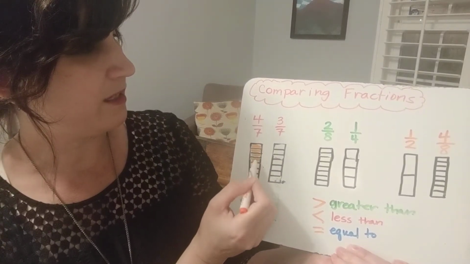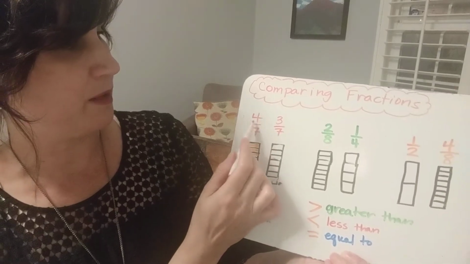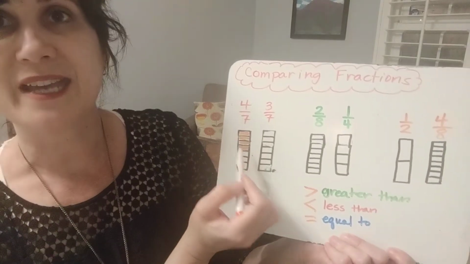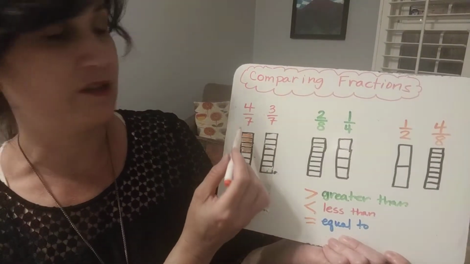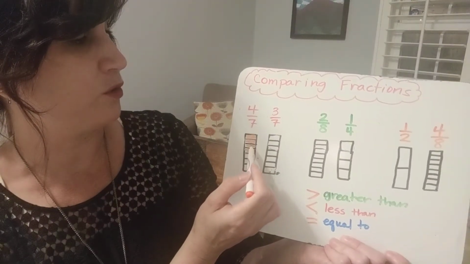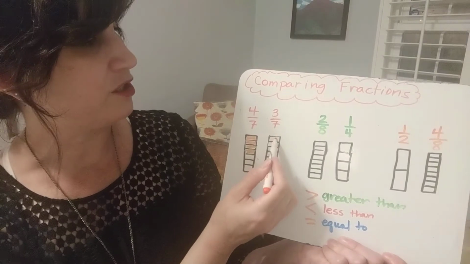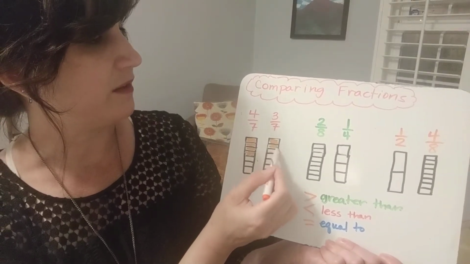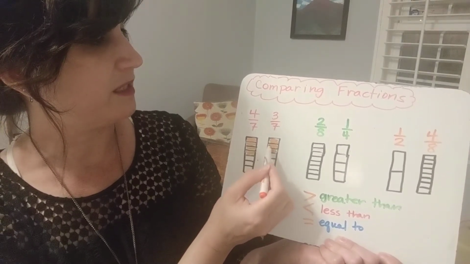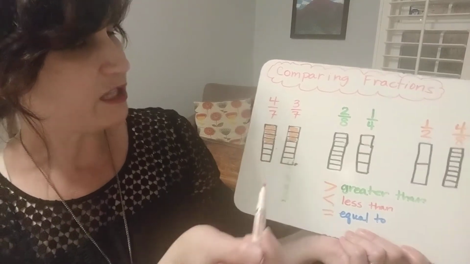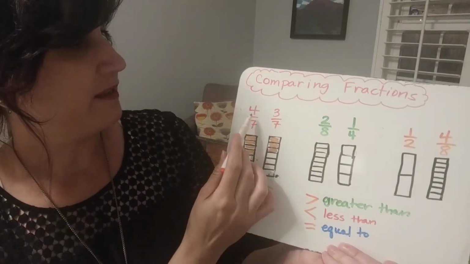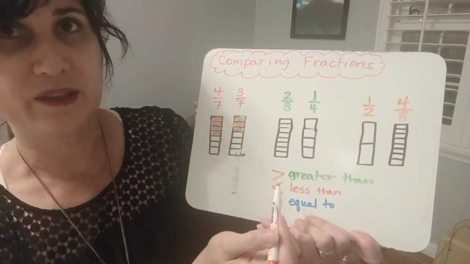So I'm going to shade in 4 because that's my top number. My numerator tells me how many are shaded. My denominator tells me how many total out of 1, 2, 3, 4, 5, 6, 7. Now this one says to shade 3 out of 7. So I can look at this and tell right away that 4/7 is greater than 3/7.